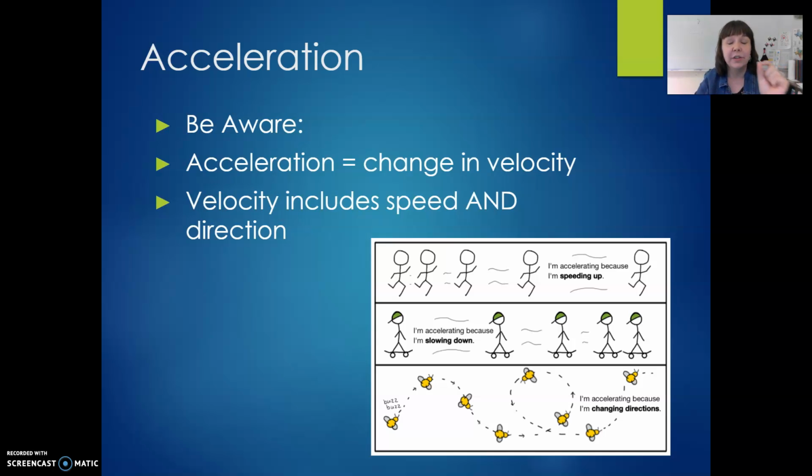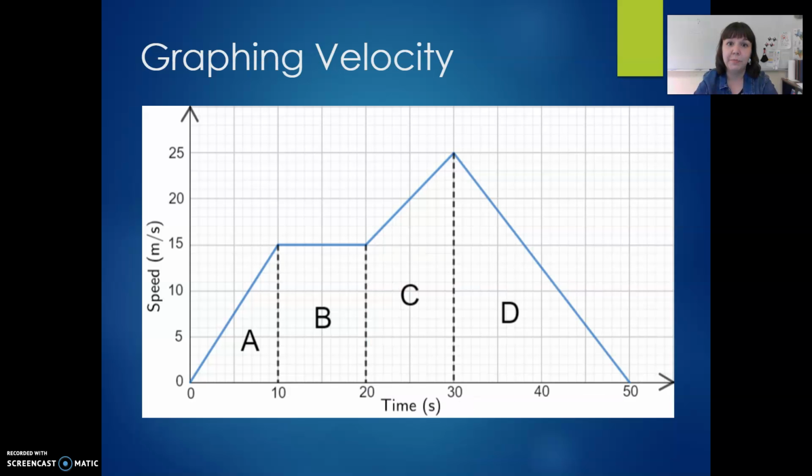Velocity is how fast we're going, but it's also the direction. So, velocity includes both speed and direction. We could be changing our speed, but we could also be changing our direction. So if you see down here the little b that's going in circles, the little b is constantly changing its direction, so it's having to constantly accelerate. And that will come in handy when we talk about circular motion. Circular motion is a constant acceleration, not because it's changing speed, but because it's changing its direction.